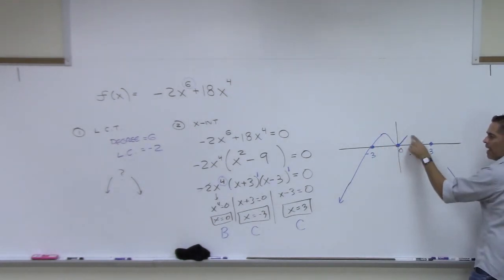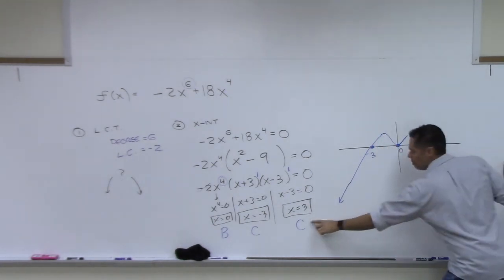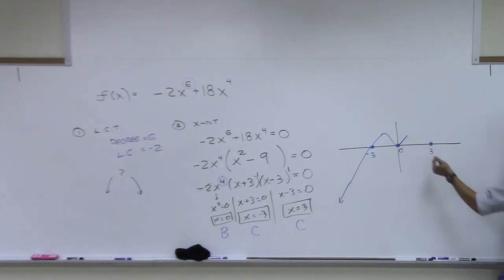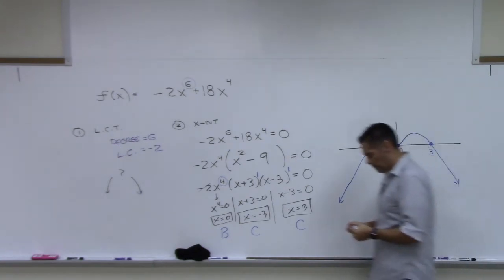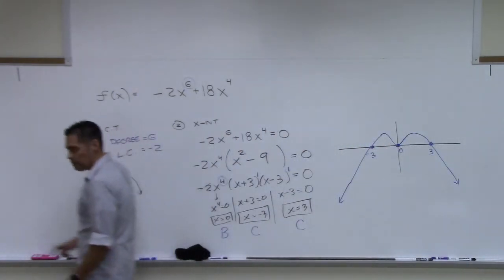And then I have to go back through 3 and cross through. And that should bring me right to the other side, and I can connect these together. There it is. That make sense?